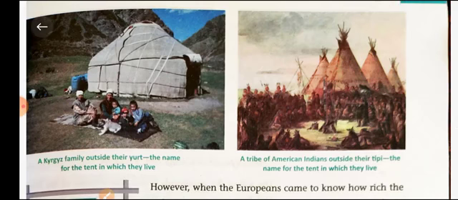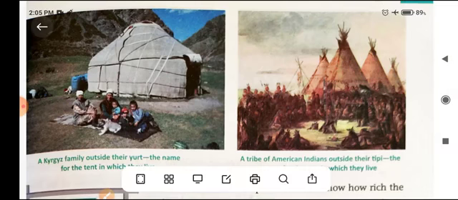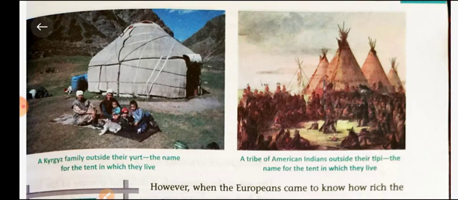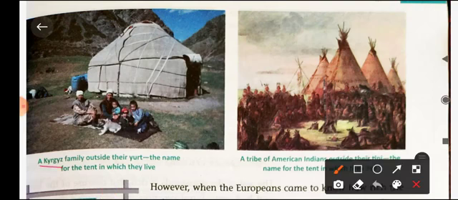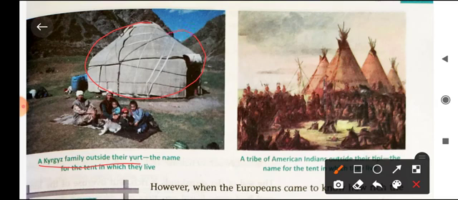Here are some homes made by herders like the Kyrgyz family outside their yurt. The Kyrgyz made their huts with a tent, using cloth and animal skins, and this house is named a yurt.